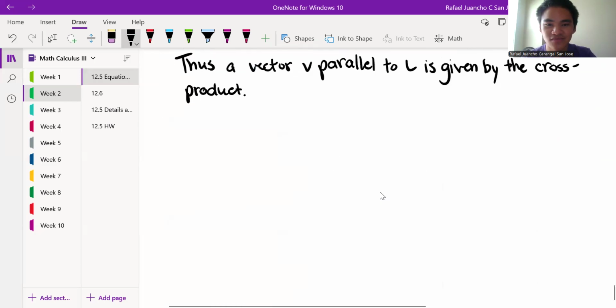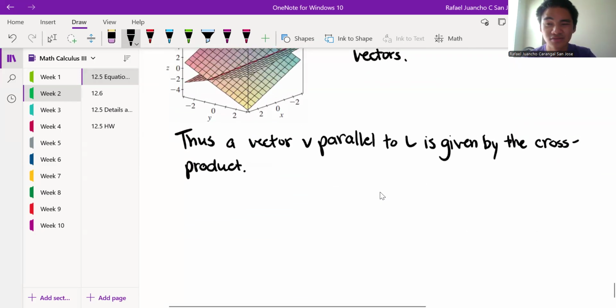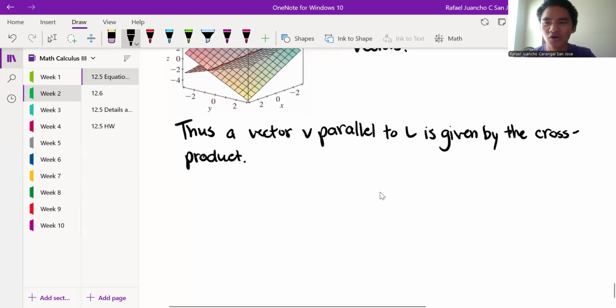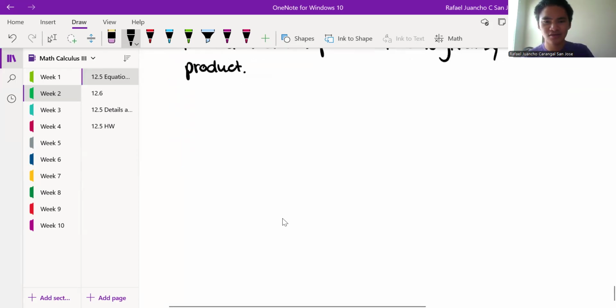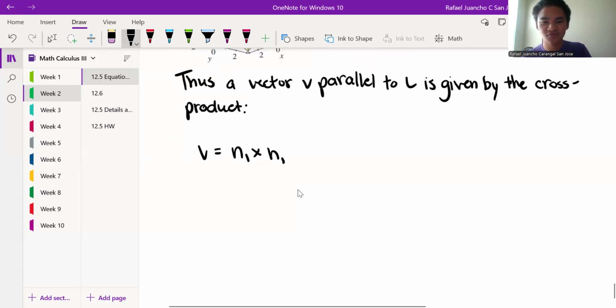Find symmetric equations. Oh, so we need that parallel vector. We're doing the same procedure as for line equations, where we get the parallel vector, plug it into the line equation, get the parametric equations, and then get the symmetric equations. So let's do a cross product here. V is the cross product of N1 and N2.